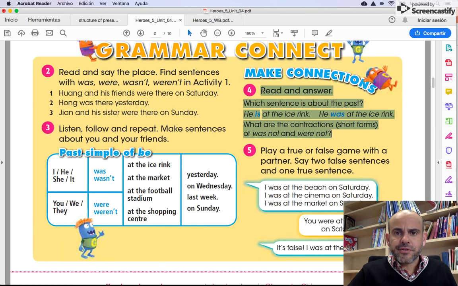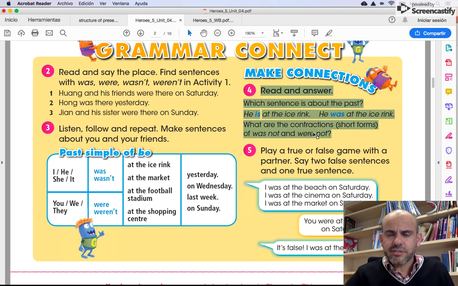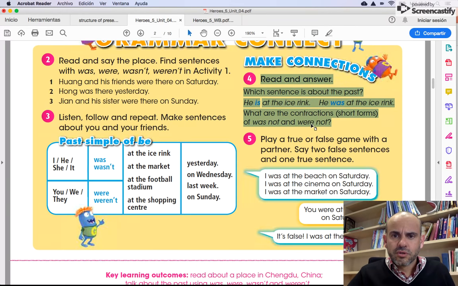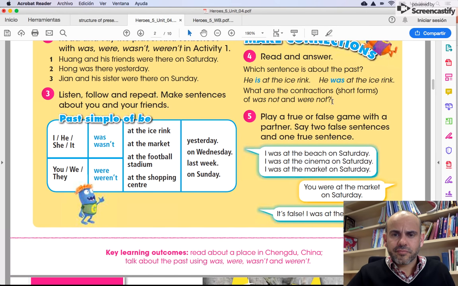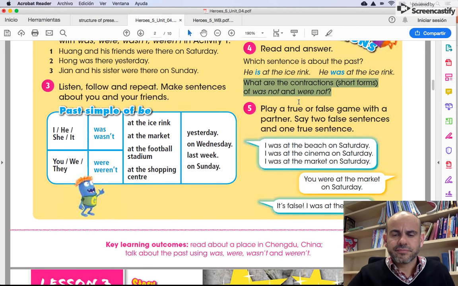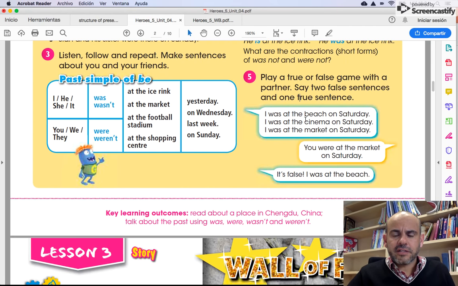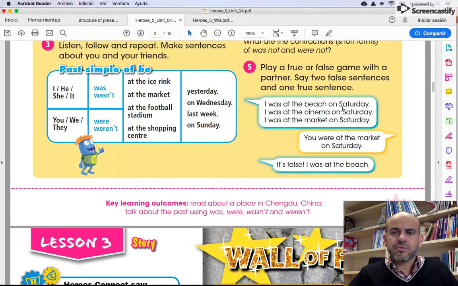Notice that there's a further grammar clarification point in relation to contractions. You have it here. And finally, there would be a speaking task, a communicative speaking task, where students have to play a true or false game, and they have to use the same grammar that they have been exposed to and that has been taught.